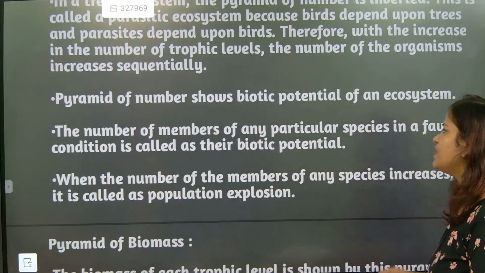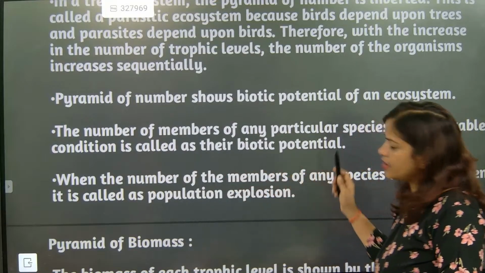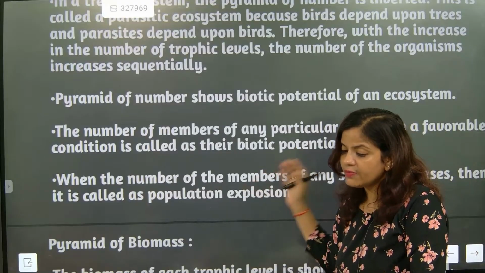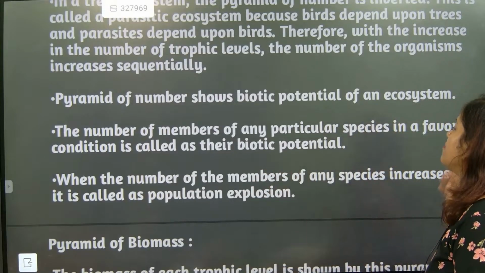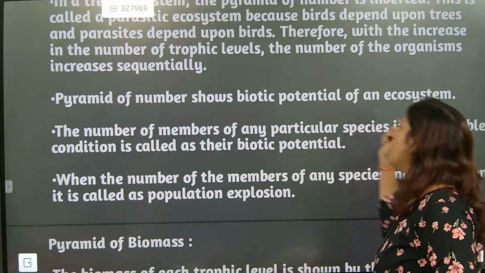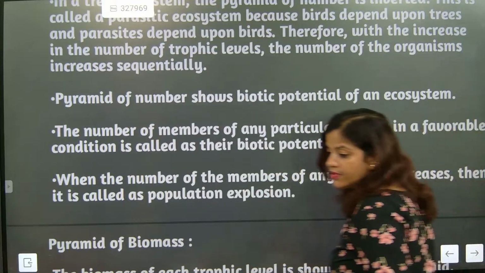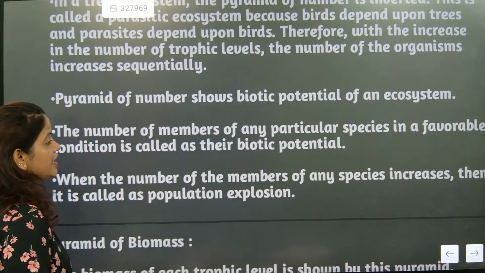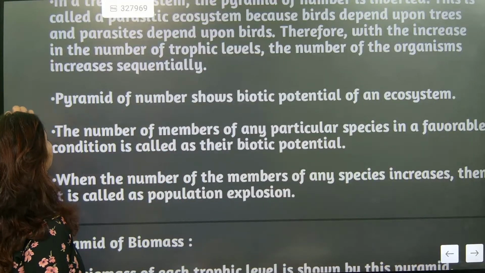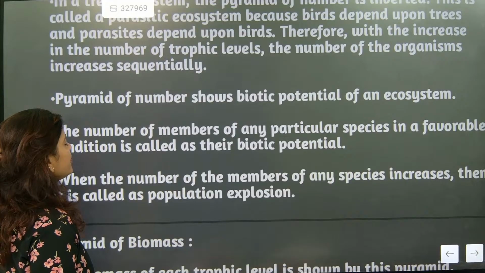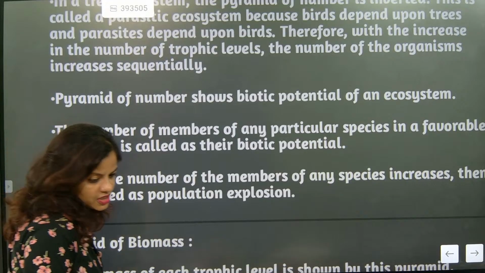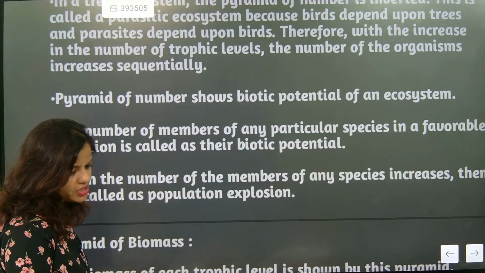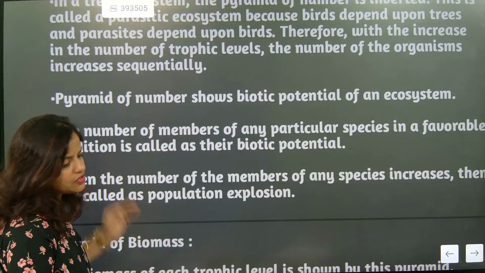But most important, this part, write down, beta. What is called biotic potential? Write down what is the meaning of biotic potential, children. The number of members of any particular species in a favorable condition is called their biotic potential. This is the most important thing you must remember.